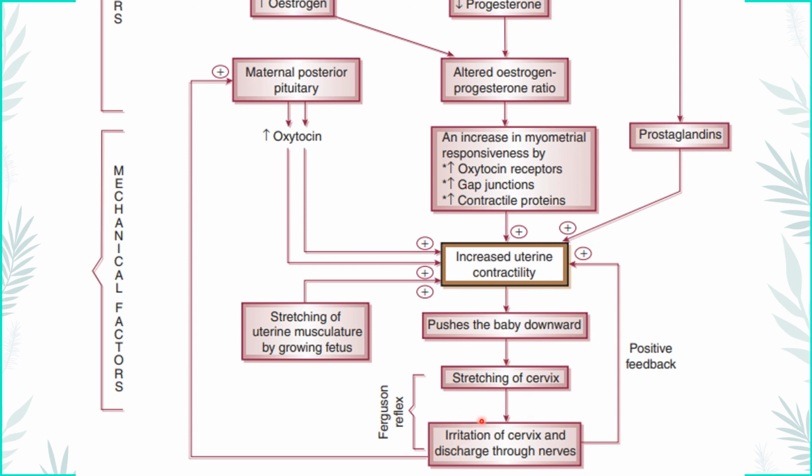Once the labor has started, the uterine contractions dilate the cervix. The cervical dilatation in turn sets off signals in the afferent nerves that increase oxytocin secretion from the posterior pituitary, and this is called the Ferguson reflex.